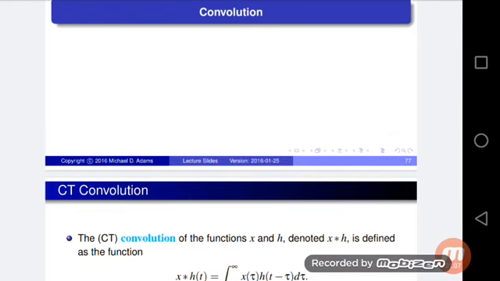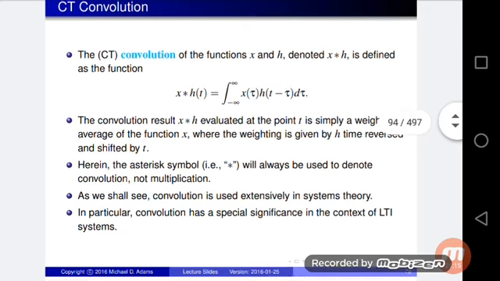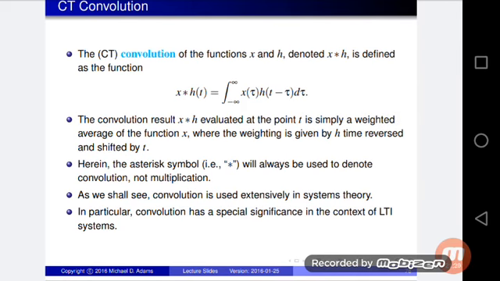Next one is convolutions. Next one is CT convolutions. CT means continuous time. The continuous time convolution of the functions x and h, denoted x * h, is defined as the function x * h of t equal to the integration from minus infinity to infinity of x of tau h of t minus tau d tau.